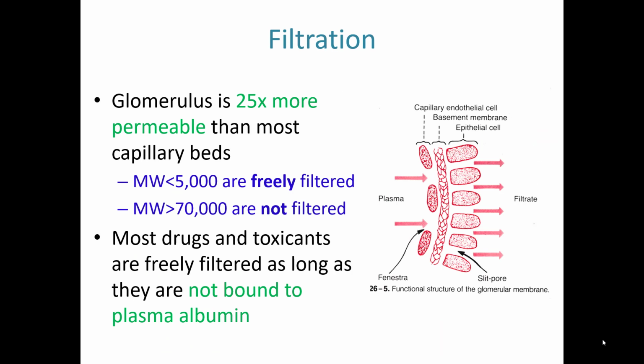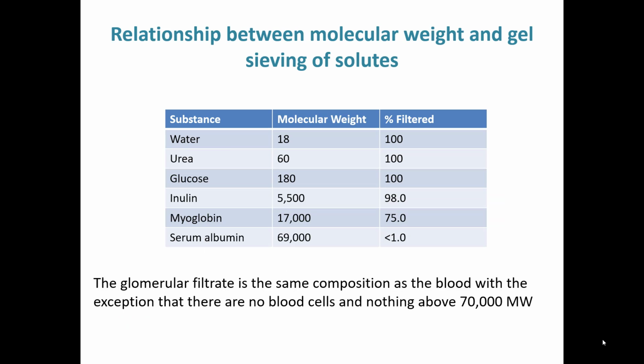The glomerulus is 25 times more permeable than most capillary beds, meaning that larger chemicals can cross. However, there still is a size limitation. Anything with a molecular weight less than 5,000 will be freely filtered, and anything with a molecular weight above 70,000 will not be filtered. Compounds between 5,000 and 70,000 will have some percent filtered. Most of the drugs and toxicants are freely filtered as long as they are not bound to plasma albumin. Albumin has a molecular weight above 70,000, and it is therefore not filtered, so any compound bound to it will also be prevented from crossing the glomerular membrane. This table shows how increasing size limits the percentage of a drug that is filtered.